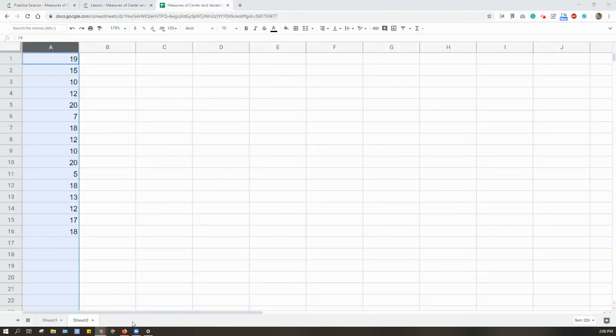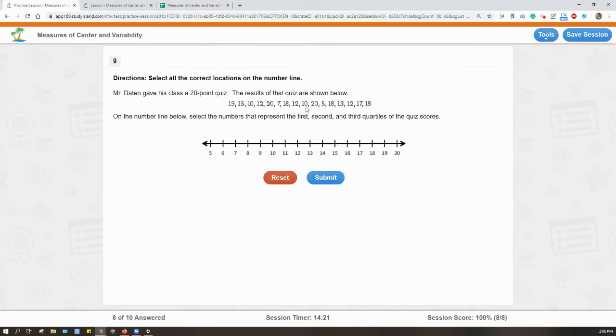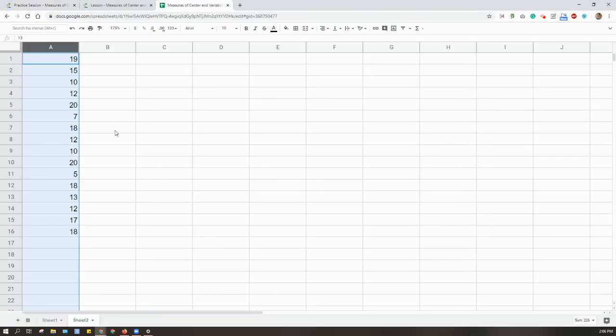Okay, so all I did so far is I opened up my spreadsheet program and I just typed in all the numbers that it showed. I typed them in the same order, so I didn't skip any. 19, 15, 10, 12, 27, 18. These are the same numbers that are right here. Let me show you how you can use your spreadsheet to do this.